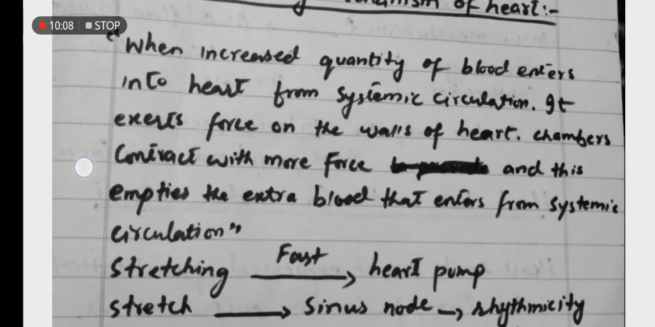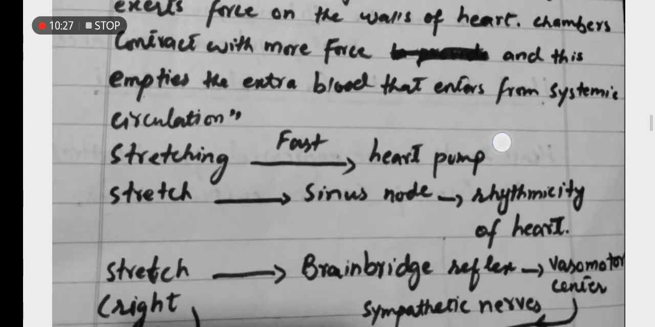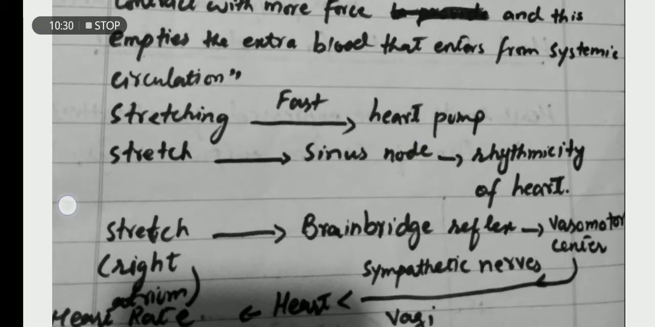Second factor is that stretching of the heart causes the heart to pump faster. Stretching of the sinoatrial node has a direct effect on the rhythmicity of the heart. If it is more stretched, it causes more action potentials, and even its stretching causes an increase in the heart rate of approximately 10 to 15%.